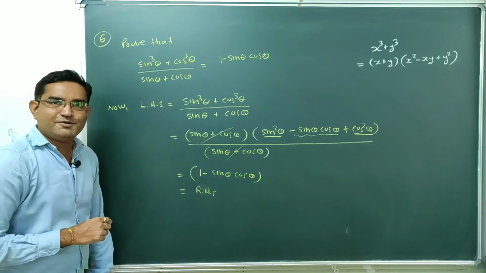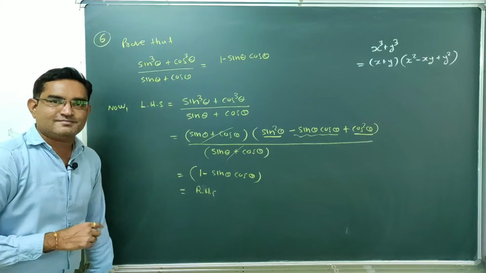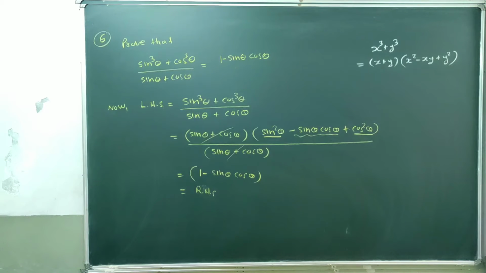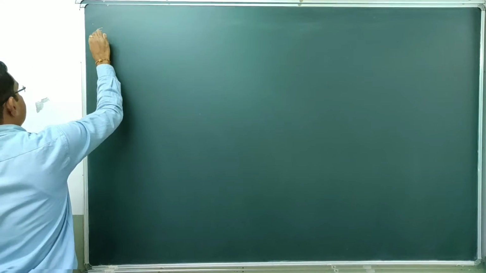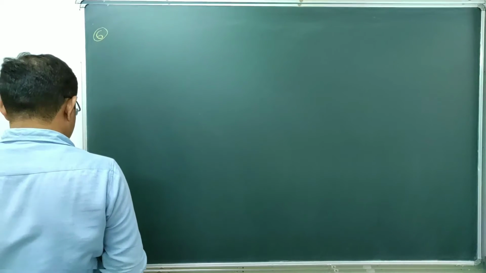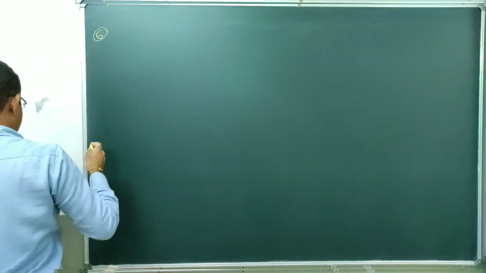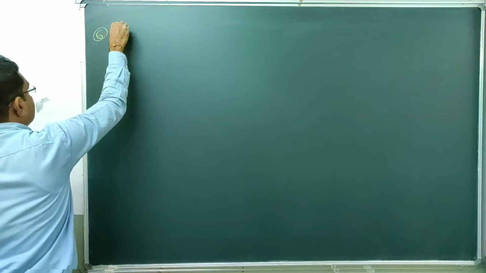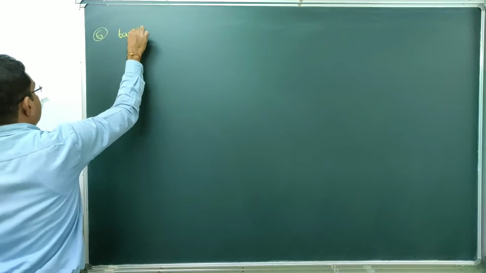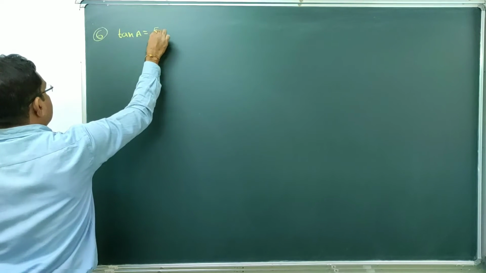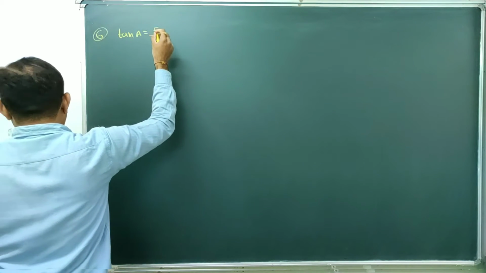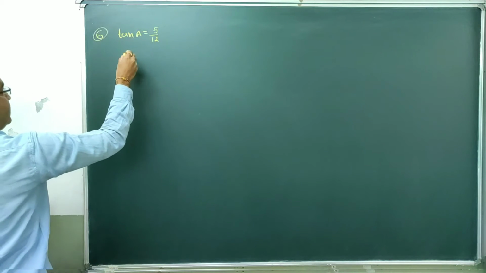Now again pause this video and note it down. Okay, students, now question number 6. Question number 6 can be asked for the 3 marks. Done? So let's try to solve this question. So here the question is: given that tan A equal to 5 by 12, find the other trigonometric ratios of angle A.